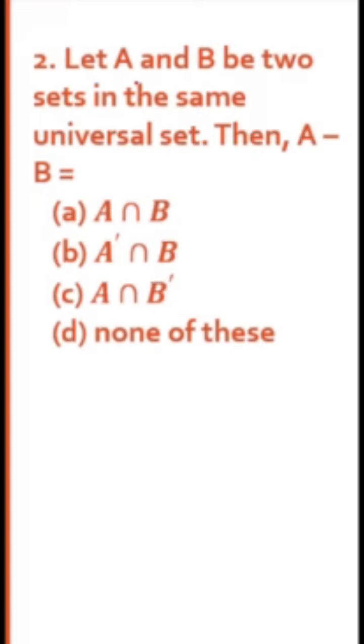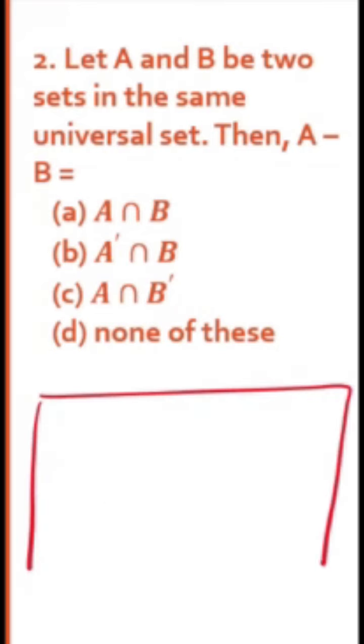Second one: let A and B be two sets in the same universal set, then A minus B is equal to: A intersection B, A complement intersection B, A intersection B complement, or none of these. So with the help of a Venn diagram, we will understand this.